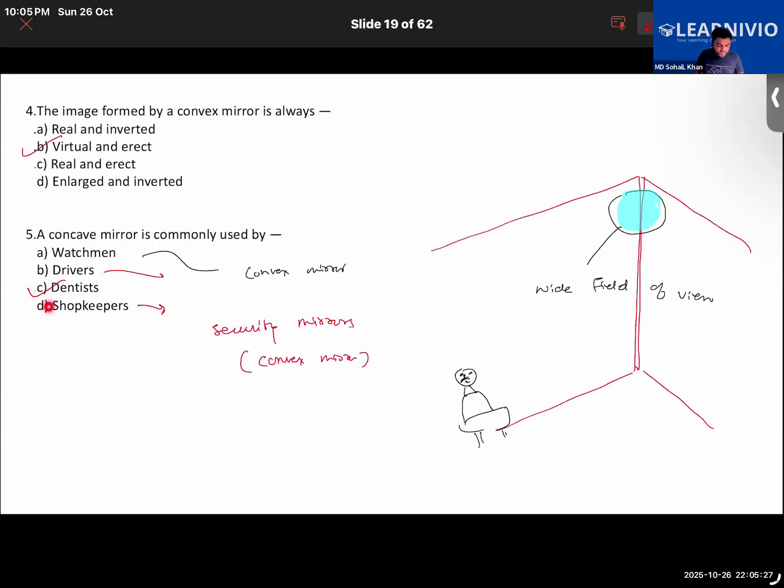No, no, I was talking, the question was about the concave mirror. No. A watchman will use a convex mirror. A driver will basically be using the rear view mirror to look at the cars behind, which is convex. Security mirrors are also convex mirrors, like a shopkeeper will be using. Dentists use only concave mirrors. So only option number C.